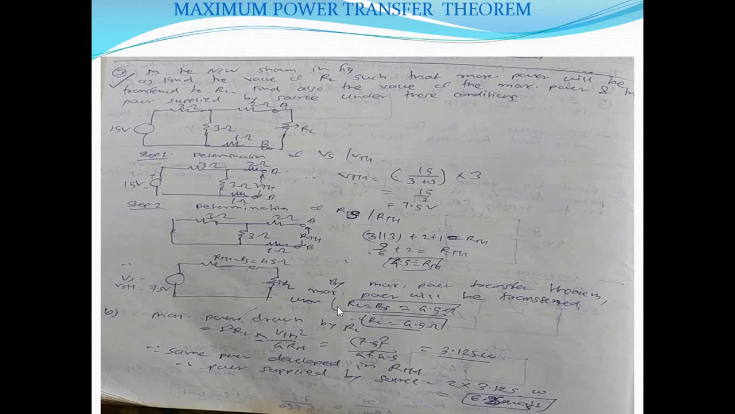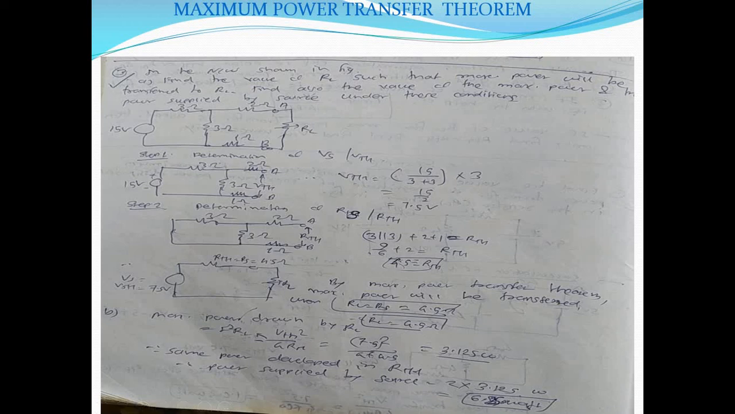What is the other sub-question? B, calculate the maximum power drawn by the RL. For the maximum power drawn by the RL, we have the formula I square RL, or in terms of these equivalent circuit parameters, it will be Vth square upon 4 RTH. So Vth is 7.5, so 7.5 square upon 4 into RTH, which is 4.5, so it will be 3.125 watt. That means the maximum power delivered to the load is 3.125 watt.